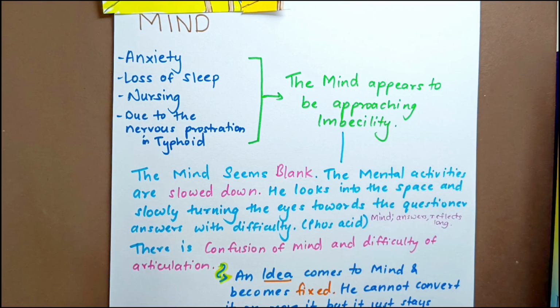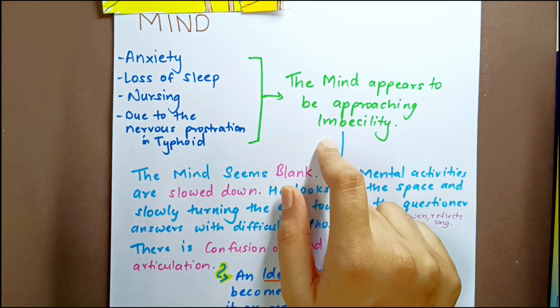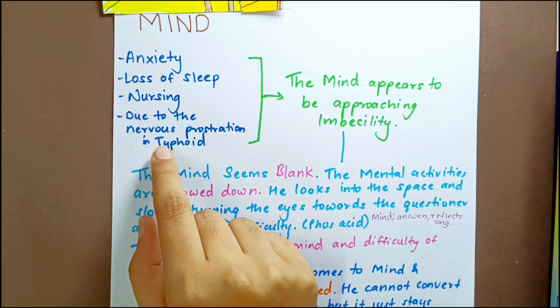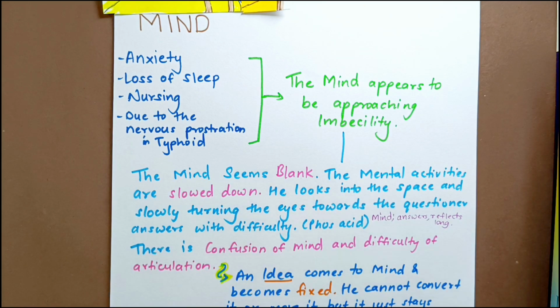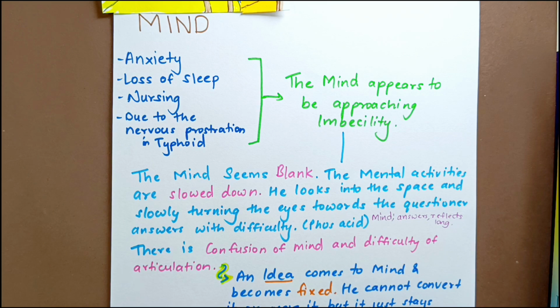And right now, as we are speaking about the mind, we'll see what happens to the mental aspect due to all of these causes. So the mind appears to be approaching imbecility. They seem to be approaching stupidity, they seem to be getting dull mentally. And there's also one more cause, due to nervous frustration in typhoid. Typhoid is a very exhausting disease. You get diarrhea and you have abdominal pains, etc. So it also leads to some prostration, and in this remedy, that is also one of the factors which will finally lead to this ailment. The mind will appear to be approaching imbecility.